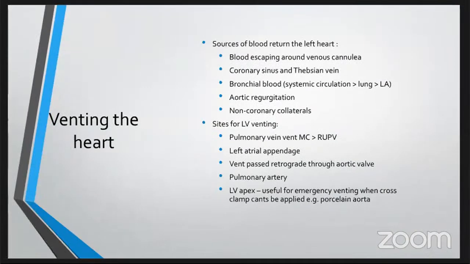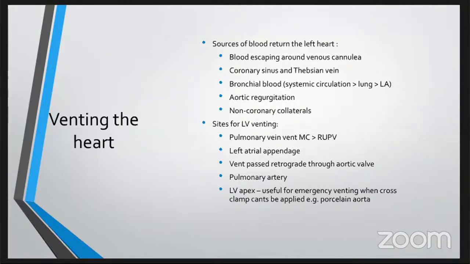For venting the heart, consider the sources of blood return to the left heart. It may be from blood escaping around the venous cannula, the coronary sinus and thebesian veins, and bronchial blood as well. And also if we have at least mild aortic regurgitation, and no coronary collaterals.